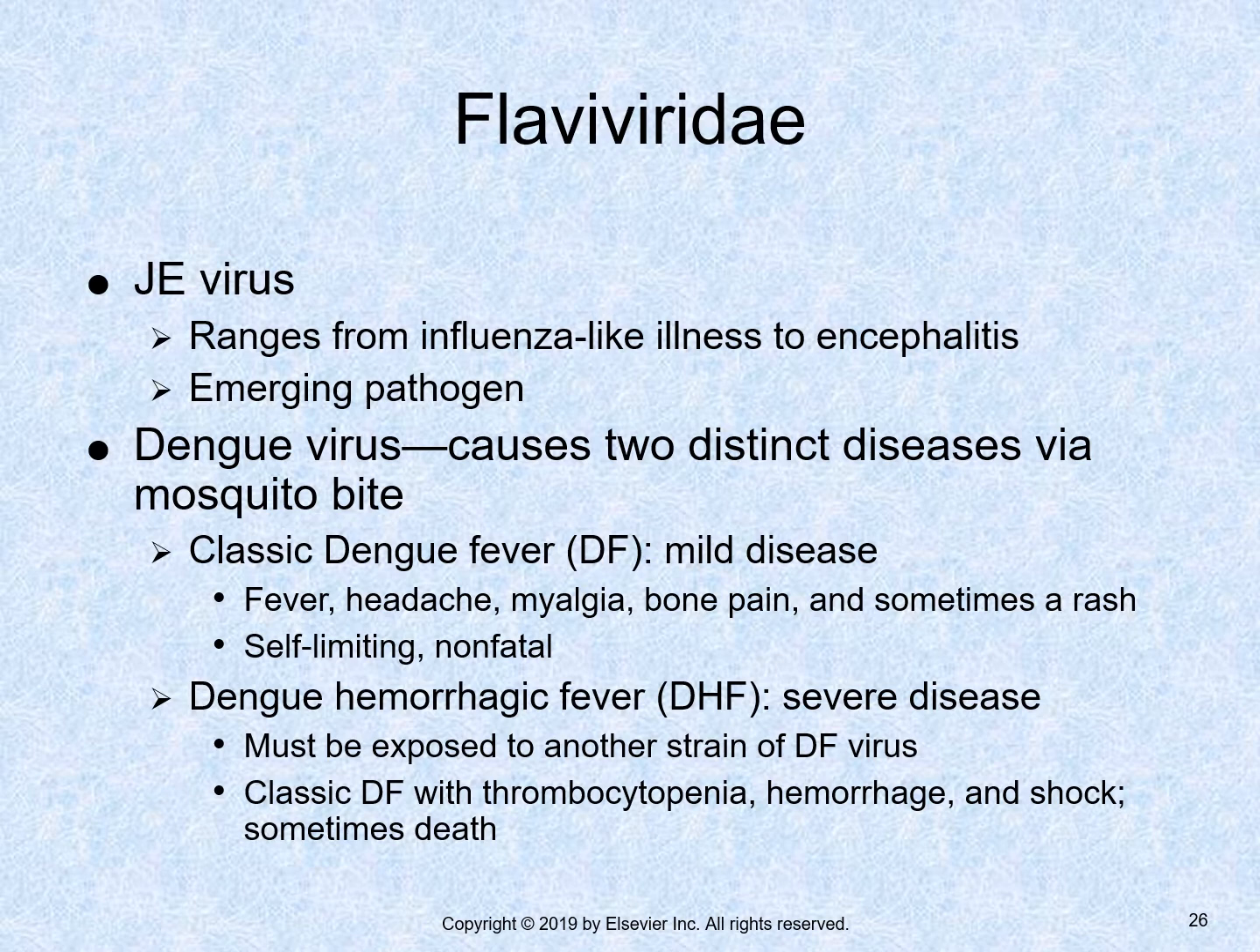The first disease is a milder disease, classic dengue fever. Symptoms include fever, headache, myalgia, bone pain, and sometimes a rash. Classic dengue fever is a self-limiting infection and is non-fatal. The second distinct disease, dengue hemorrhagic fever, is more severe. The symptoms include those associated with classic dengue fever, along with thrombocytopenia, hemorrhage, and shock, and sometimes can result in death.